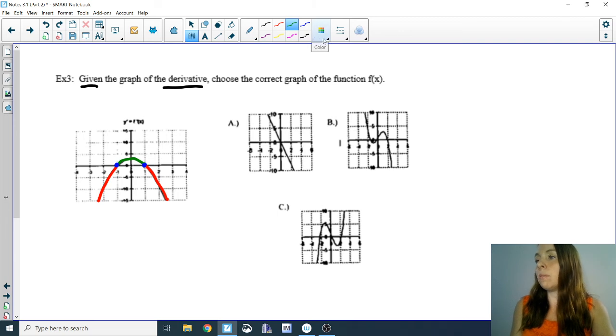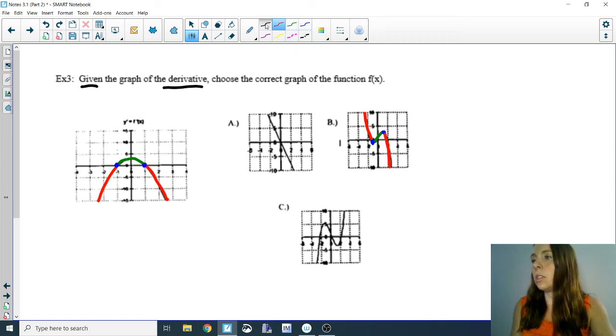So what I'm looking for here is a place where the function is decreasing, turns to increasing, turns to decreasing. Okay, did you hear me? Decreasing, turns to increasing, turns to decreasing.